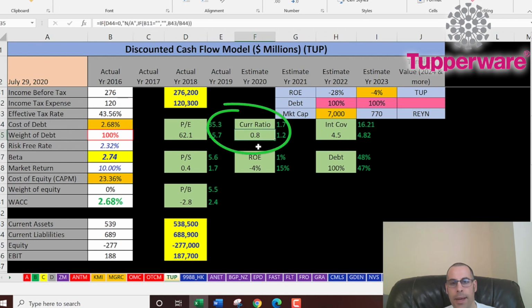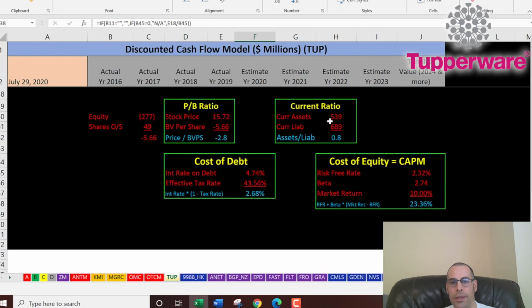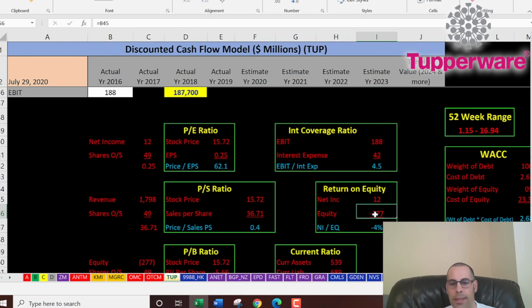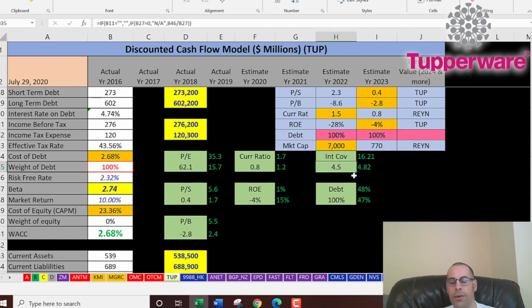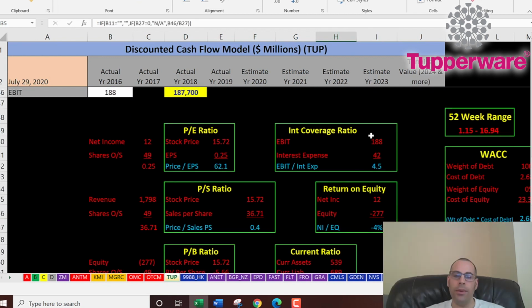They have a bad current ratio and a negative ROE. Current ratio is current assets over current liabilities, so they cannot cover their current liabilities, which is a big concern for a company with 100% debt. Their ROE is negative because they have negative equity. Interest coverage ratio is 4.5. Even though they have negative equity and 100% debt, they can cover their interest payments because their operational cash flow is enough to cover that.